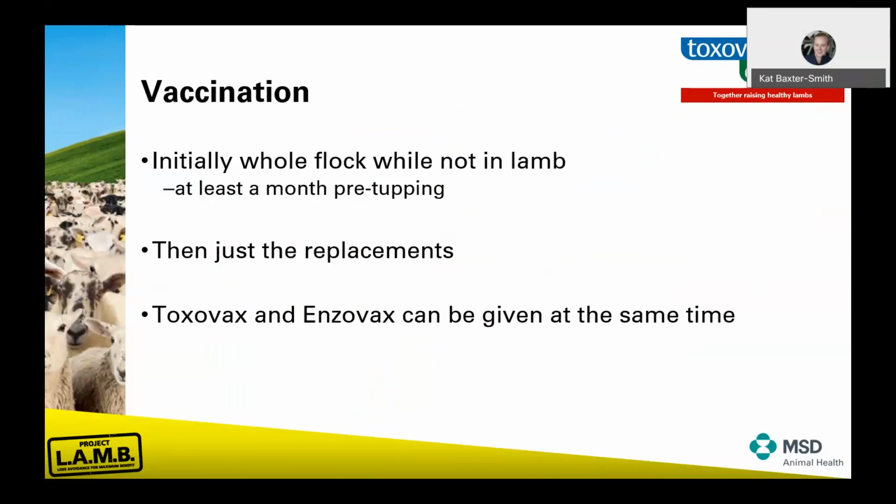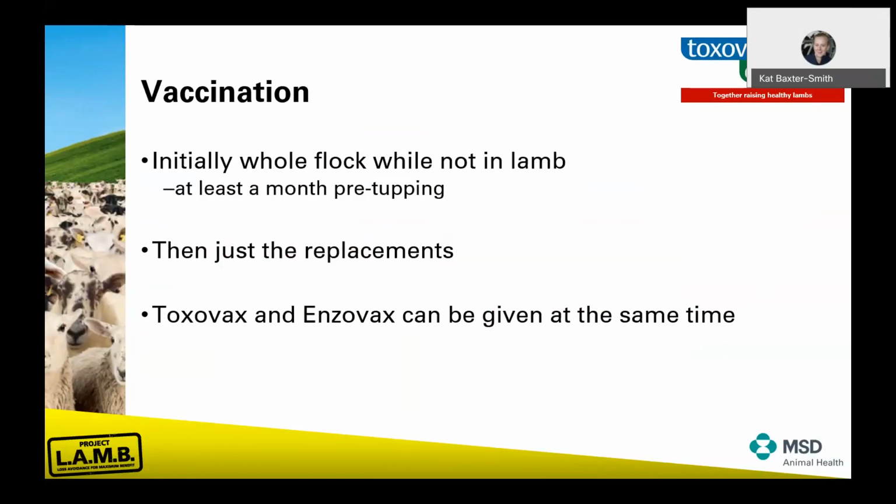However, some farmers balk at the cost of this, in which case I think it is also acceptable, in the first year, to just do your replacements, and then every year do your replacements. If you do it that way, obviously the older sheep that you haven't vaccinated are not protected, so the risk of them aborting is still there. However, you're protecting your new sheep coming in.